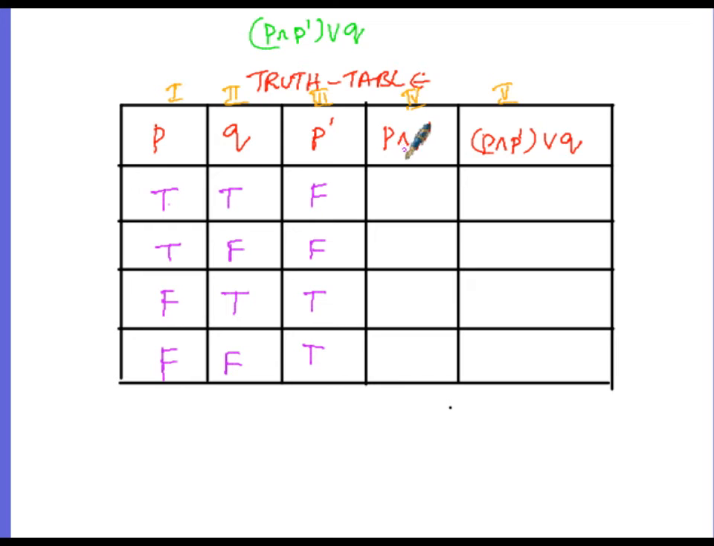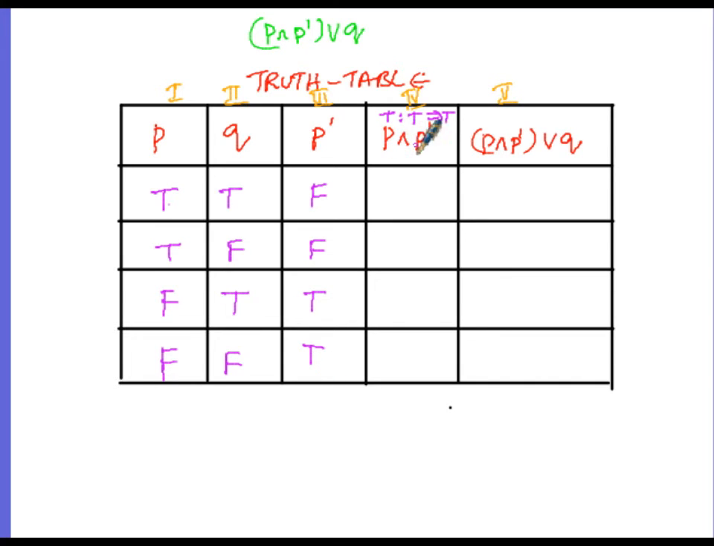Here the connective is AND, therefore it comes under the conjunction. We have to find out the conjunction of the two statements, that is P and P dash. In the case of a conjunction, if the first statement's truth value is T, that is true, and the second truth value is also true, then the conjunction will also be true. So here P is under column number 1, and P dash is under column number 3. We have to search under columns 1 and 3 to get the conjunction of P and P dash.